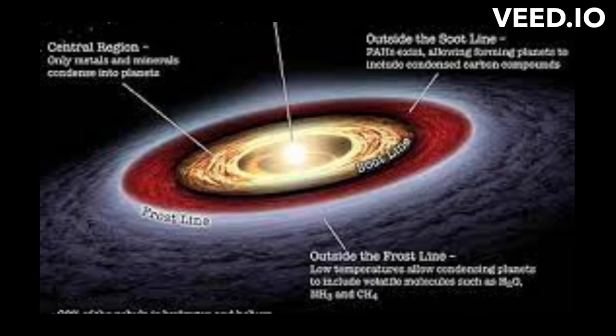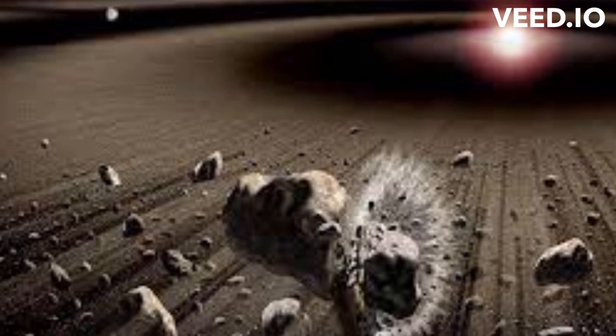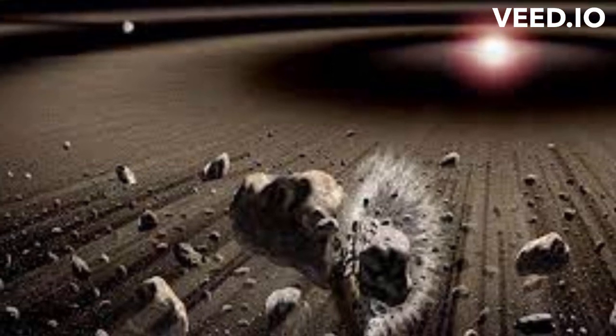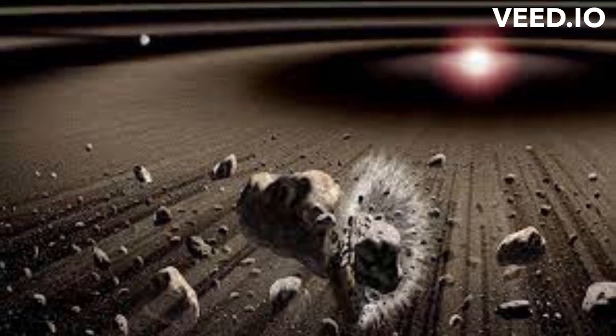Our own solar system formed from a massive, rotating cloud of gas and dust known as a protoplanetary disk. At the center of this disk was a young, growing star, which would eventually become our Sun. Planetesimals, small rocky bodies, began to form from the disk. These planetesimals collided and merged to create larger and larger bodies, eventually forming the 8 planets in our solar system.